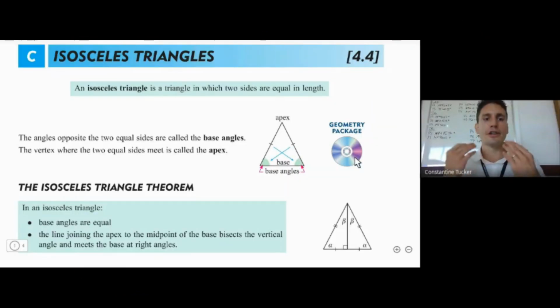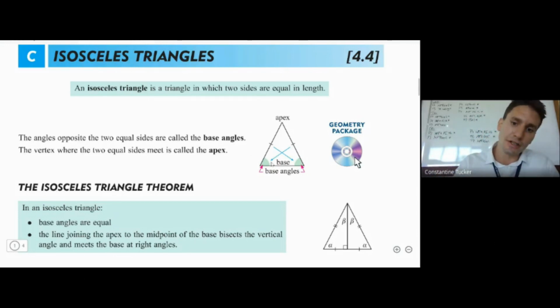Today we're talking about isosceles triangles. This word is actually Greek. It means iso, which means equal, and celis, which means parts. So it's a triangle which has equal parts, and more specifically, it's got two equal sides, if you like, and two equal angles.